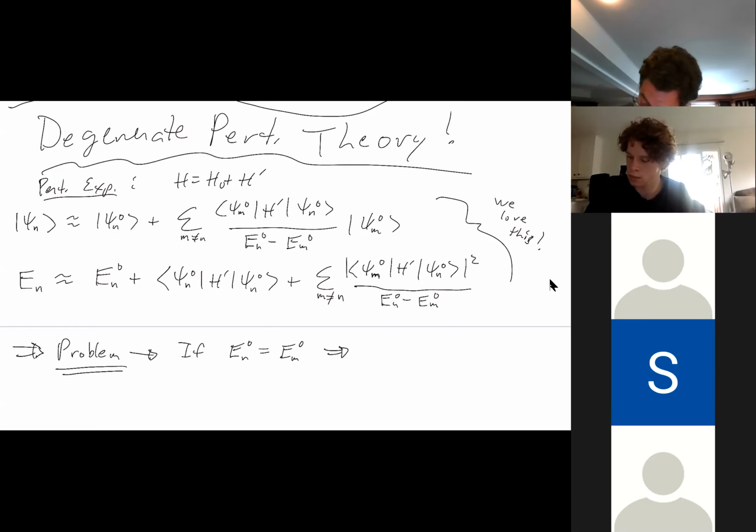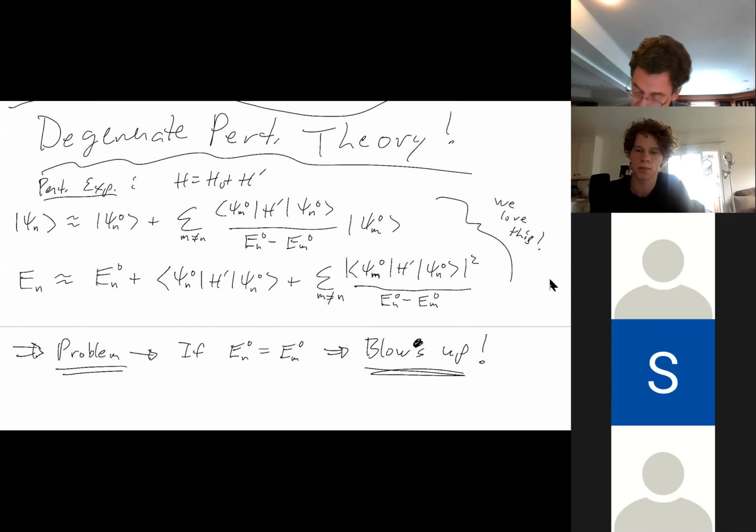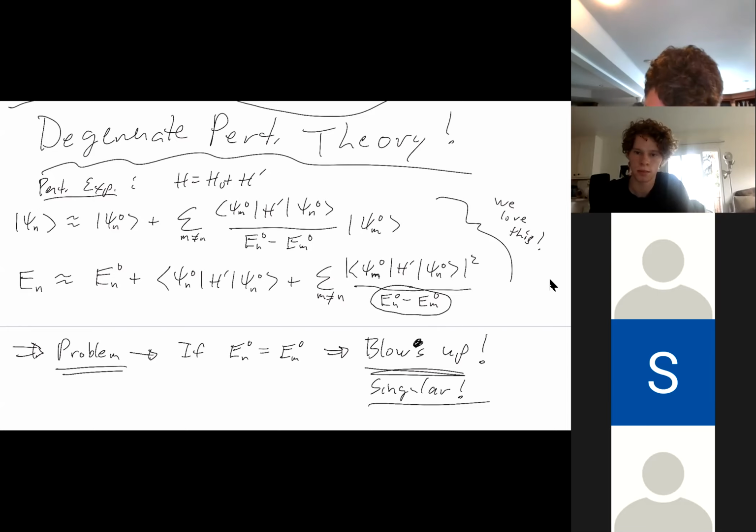Then it blows up. That's exactly right. It diverges. There's a singularity. It's singular. And you can just see that because of the denominators. There it is. So if a denominator goes to 0, then that's a big problem.